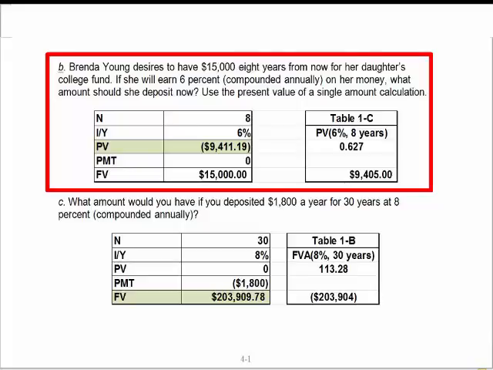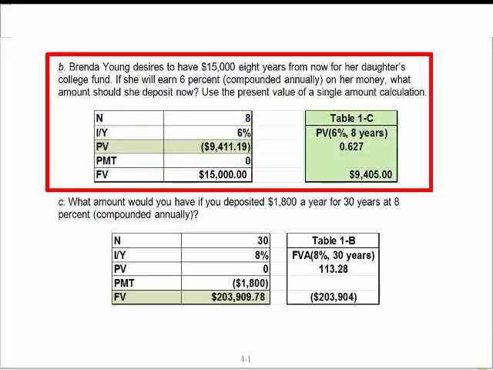Brenda Young desires to have $15,000 8 years from now for her daughter's college fund. If she'll earn 6% compounded annually on her money, what amount should she deposit now? In your calculator, N is 8 years, IY is 6, payment is 0, future value is the $15,000 that she wants. Solve for present value, 9411.19.